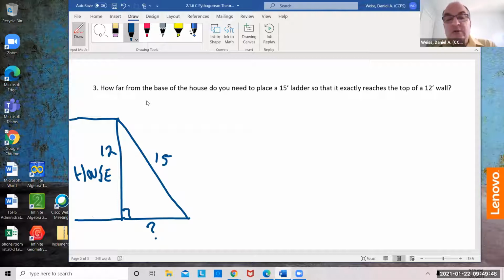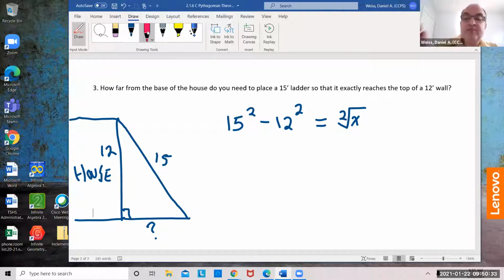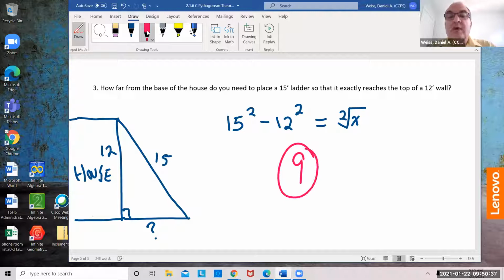Once again, I want you to use your calculator. Because we already have the hypotenuse, we're going to subtract. We're going to do 15, hit the x squared key, minus 12, hit the x squared key, and hit equals. Then hit the square root key. So when you do that, you get 81. Hit square root and you get 9.